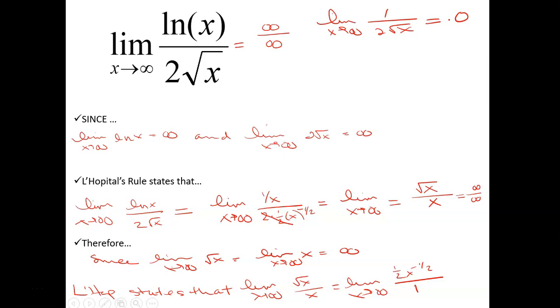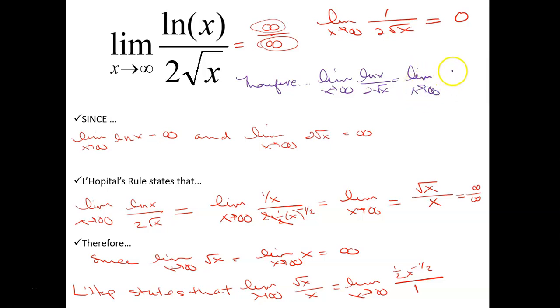Now I don't know about you, but I kind of predicted that in the beginning, right? Because I said this is going to infinity faster. So if this number is getting bigger faster than this number, this thing's going to go to 0. Right? But L'Hopital fleshed it out for us. Just have to do a lot of writing. So we can finish this off by saying, therefore, this limit, the original limit you gave me, ln of x over 2 root x, equals this final limit that we came up with, and that equals 0. And there's our final answer.